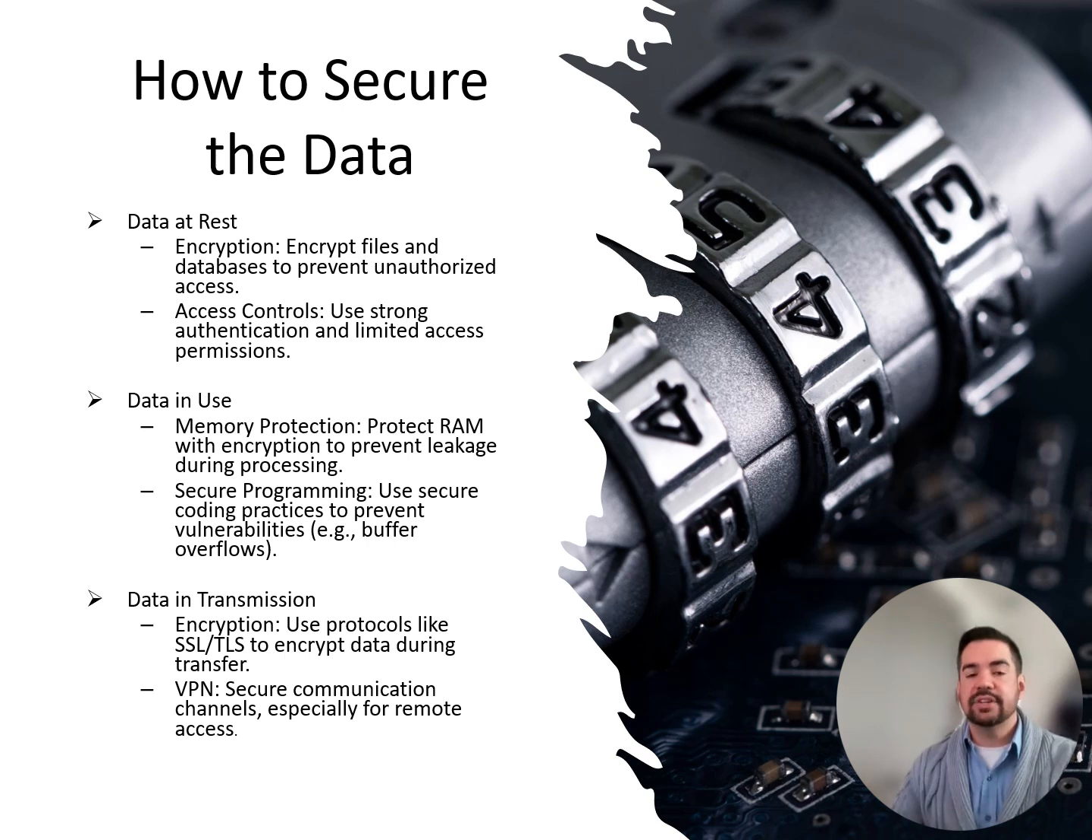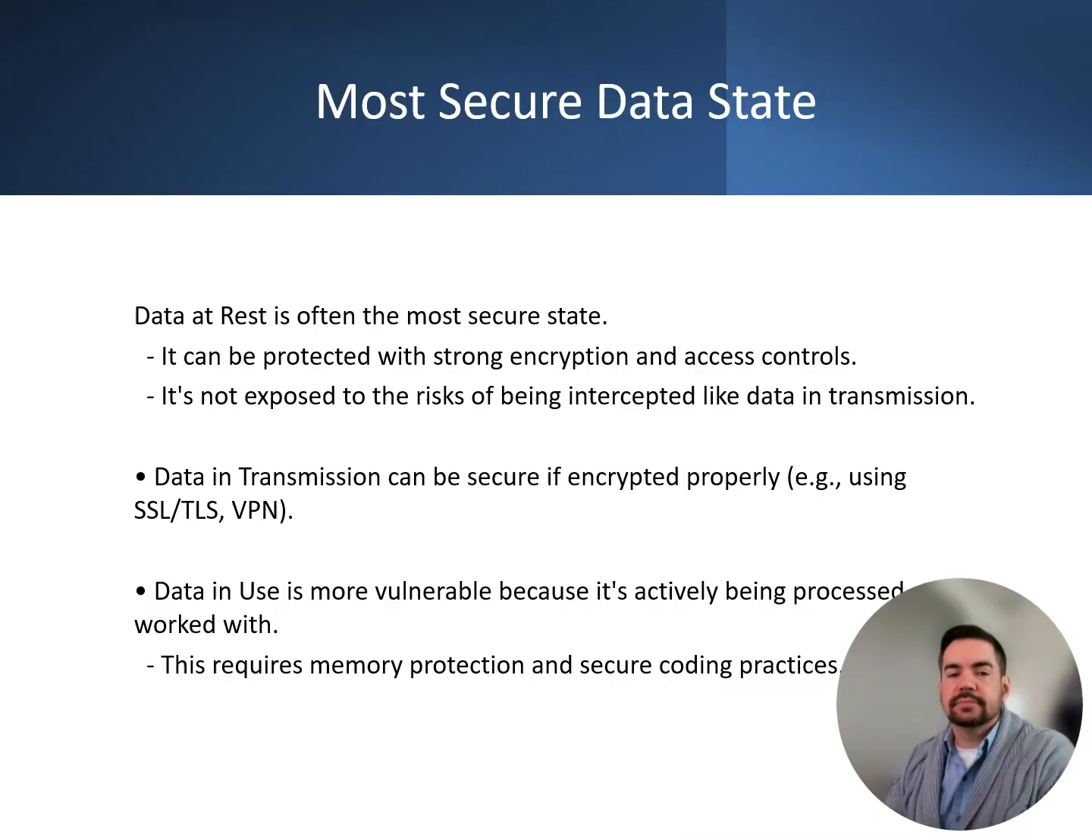Lastly, data in transmission. We will use encryption such as SSL, TLS to secure data while it's transferred. VPNs are also used to create a secure pathway to prevent external interception. Data at rest is often the most secure state. Data at rest is protected by encryption and access control, making it harder to steal or access without permission. Data in transmission can be secure but requires proper encryption like SSL or TLS or VPN to prevent interception.